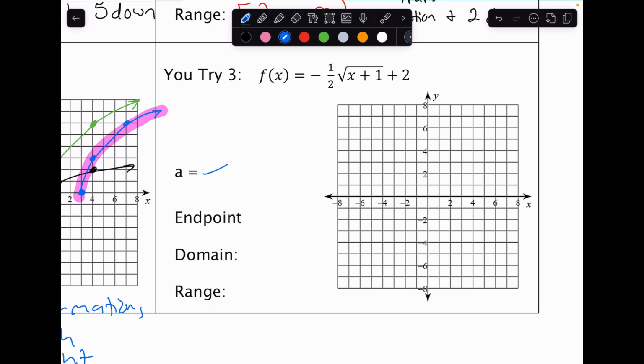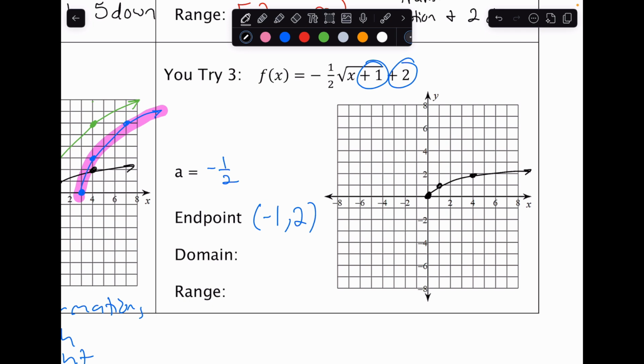All right, so here, our a value, we've got -1/2. So I'm going to go ahead and draw our, I guess we should also add in our endpoint. Switch the sign of this guy, keep the sign of this guy. So we get -1 and 2. So I'm going to put in our parent function, 0, 0, 1, 1, 4, 2. All right.